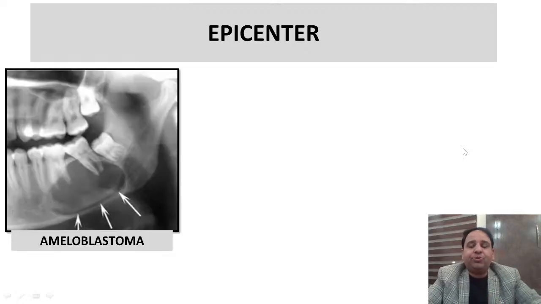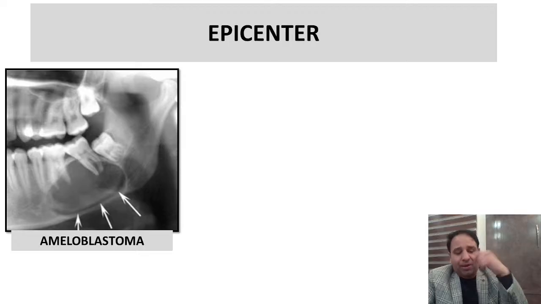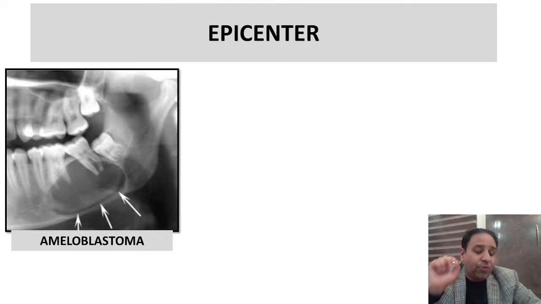So students, when I am talking about these lesions, the Stafne bone cyst, I was about to tell you that Stafne bone cyst is basically not a cyst, it is just a lingual salivary gland depression, right? When we talk about the principles of radiographic interpretation, we should see where the pathology is arising from. By epicenter we mean where the pathology is originating.